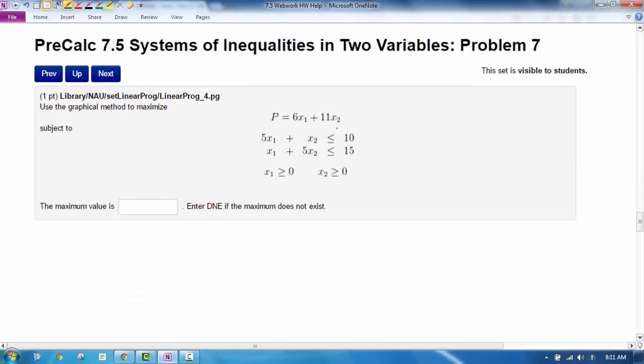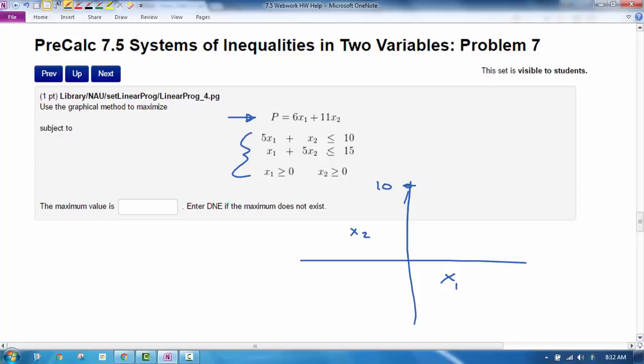Okay, the next problem is very similar. This is the equation we're maximizing and these are my constraints. So I'm going to have to graph those. Let me graph the first equation first. This is going to be my x1 axis, this is going to be my x2 axis. If you plug in 0 for x1, you get 10 for x2, so that's up here. And then if you plug in 0 for x2, you get 2 for x1. So that's this equation right here.